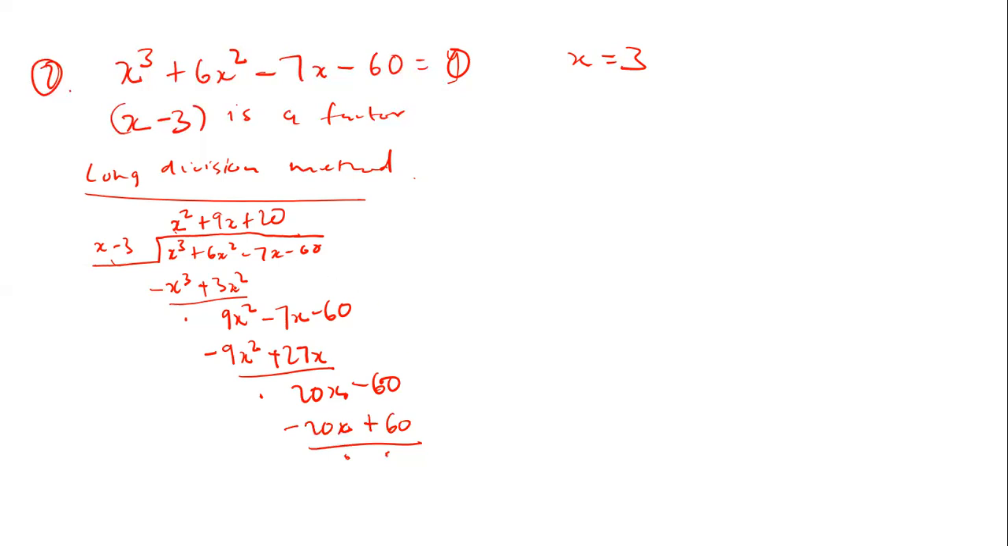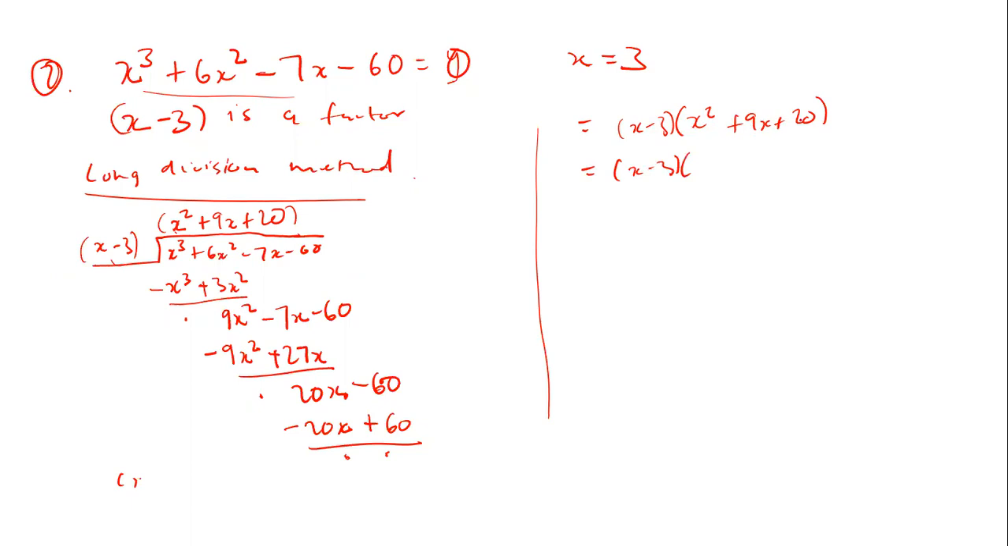So now I go back to my solution. Remember, this is a factor, and this is also a factor of this cubic expression. So let me write it over here. I'm going to say x minus 3 multiplied by x squared plus 9x plus 20. So now let us factorize this further. So you have x minus 3, and then I'm going to open up two brackets because this is a quadratic expression. It's no longer a cubic expression. So I'm going to open up two brackets.